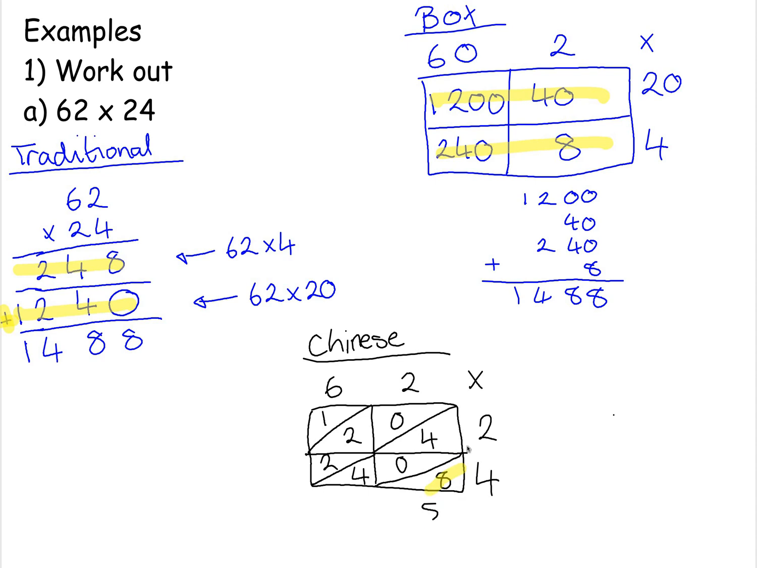So that's going to be 8. Add together the numbers in the next diagonal: 4 add 0 add 4 is 8. Add the numbers in the next diagonal: 0 add 2 is 4. And then add in the last diagonal. That'll be 1, giving you 1488. Okay, let's look at another example.